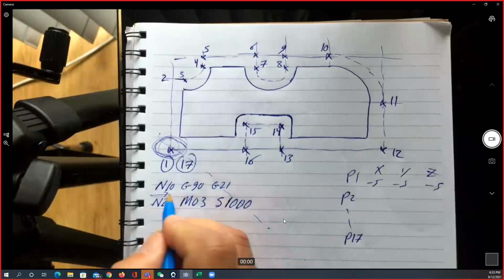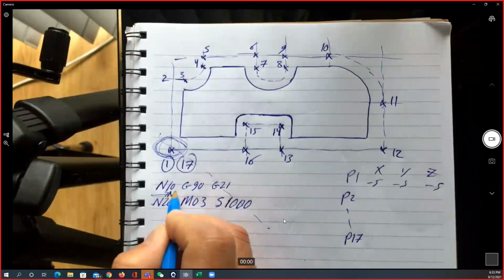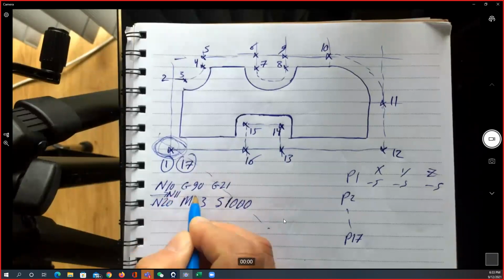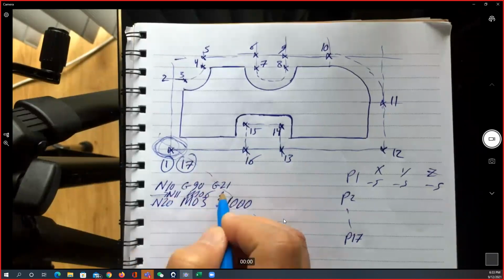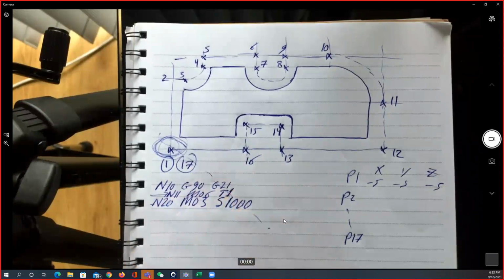Here, I can put the N11, and I will say M06, which is stop the spindle for changing the tool. And I will put the tool number 1. The tool number 1 is the tool I'm going to identify in the program, and on the machine, tool number 1 is going to be the position number 1 in the tool changer.